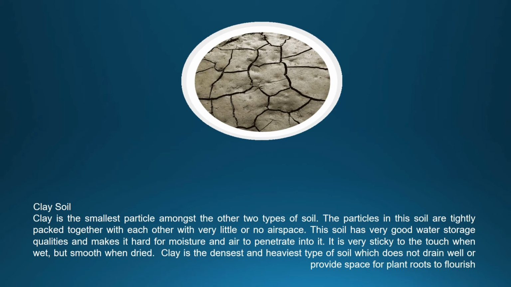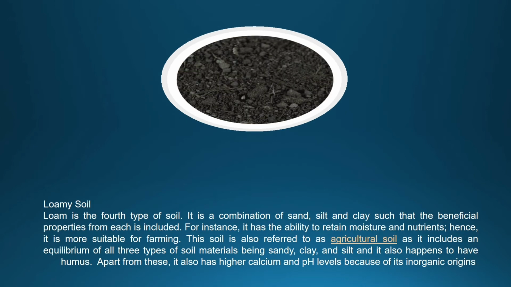The next type of soil is loam soil. Loam is the fourth type of soil. It's a combination of sand, silt, and clay, such that the beneficial properties from each are included. So we can just bring sandy soil, silt soil, and clay soil, and mix the beneficial parts of them together to get a loamy soil. For instance, it has the ability to retain moisture and nutrients.